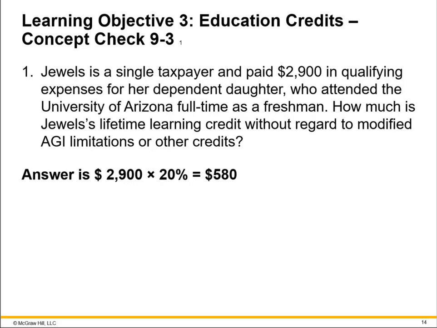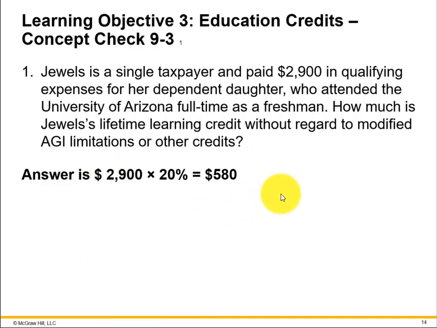So, education credit concept checked. First one, okay. Jules is a single taxpayer and paid $2,900 in qualifying expenses for a dependent daughter who attended the University of Arizona full-time as a freshman. First 4 years, okay, getting a bachelor's degree. Full-time. Has to be full-time to get an AOTC, okay.